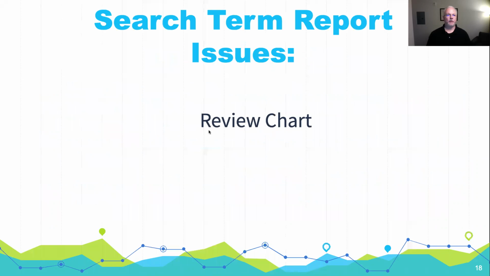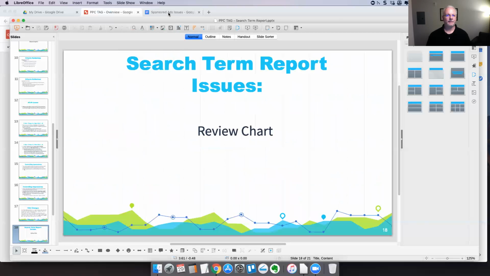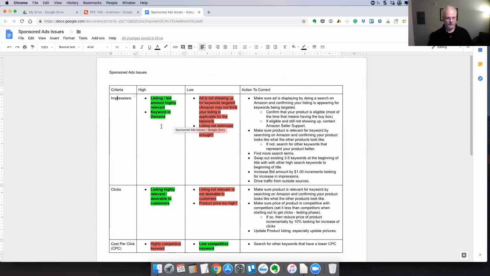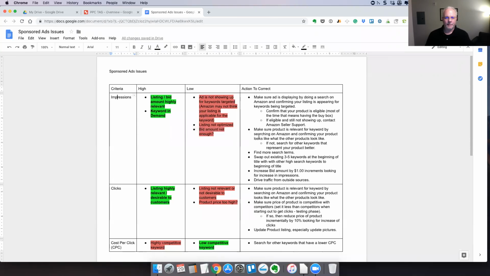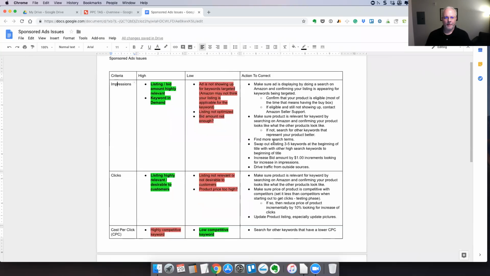Other thing I just wanted to go over real quick is some of the issues. I don't know if everybody has seen this. I think Jenny has posted this on the site, but it's just a quick guide that goes over each of the criteria we're looking at and saying if it's high or low, what might be causing that, and then the actions that you want to do to correct that.